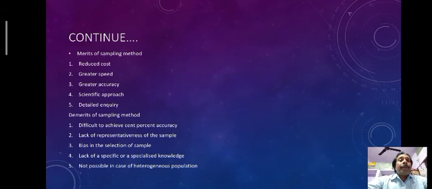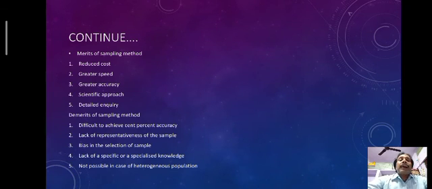Scientific approach, this is the most important. Before the selection of the population, the investigators apply some scientific approach so that the accuracy may be 100%. Next is the detailed inquiry. The investigator does not select all. He keeps a record of detailed inquiry related to the items, and accordingly he does the work, and that's why there is a chance of better inquiry.